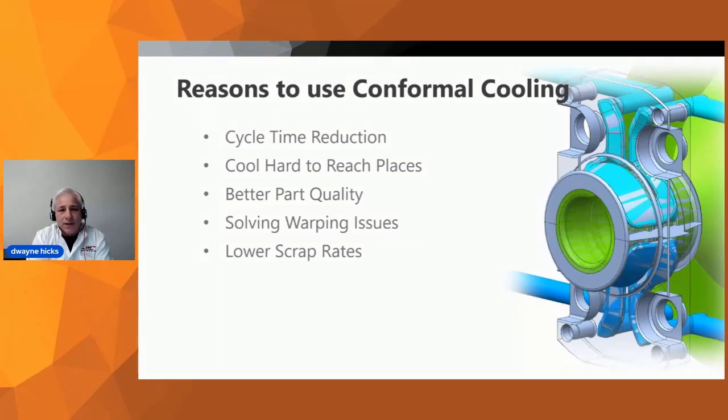There's also part quality. Part quality issues sometimes become the focus. Many times part quality suffers because conventional channels cannot cool the part evenly. This can cause a variety of problems, for instance, warping. In some cases, conformal applications can be used to address localized warping conditions. And scrap rates tend to decline just by addressing part quality and those hard to reach areas.